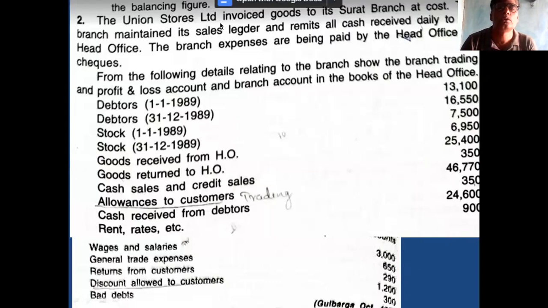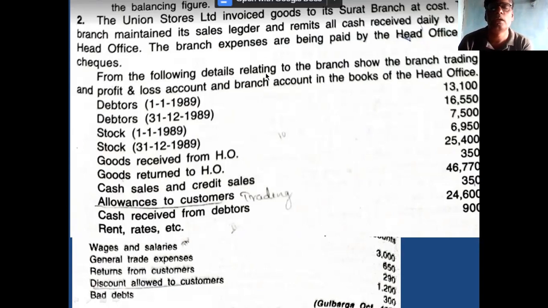The Union Stores Limited invoiced goods to its Sagar branch at cost. Cost price method is there. Maintain its sales ledger and remit all cash received daily to the head office. This is the branch system. The branch expenses are being paid by head office. All the branch expenses are paid by head office by check.